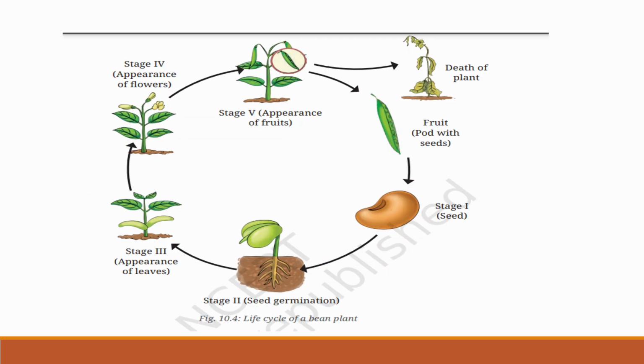See the life cycle of a bean plant. Stage 1, it is a seed. Then stage 2, seed germination. Seed develops into a seedling. Then stage 3, appearance of leaves.